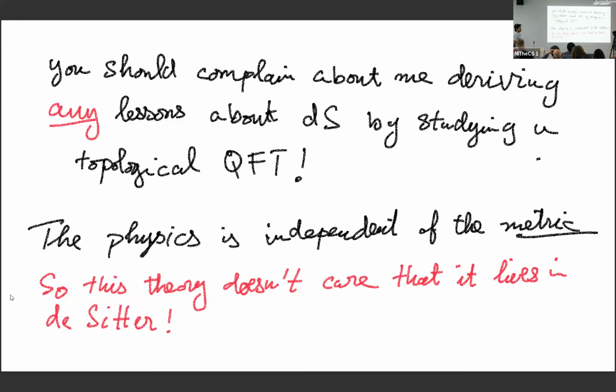So now you of course should complain that I'm trying to learn any lesson about de Sitter in this theory because the theory is topological. It's a topological QFT. Topological QFTs don't really care about the background that they're put on. So the physics is independent of the metric. And if the physics is independent of the metric, physics is independent of the fact that I put it on de Sitter.